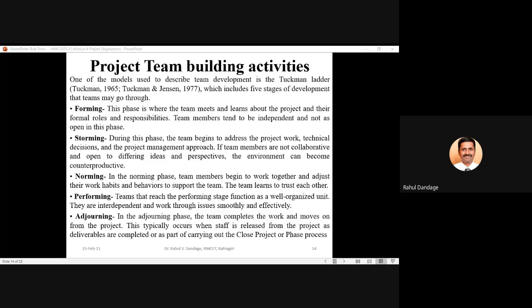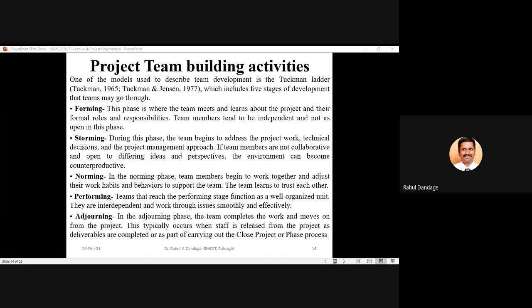During this particular phase, the team begins to address the project work, technical decisions, and project management approach. So the team will start addressing what exactly is the project work, what are the specific requirements of your project, what are the other aspects of your project, who are the stakeholders. They will try to gain certain knowledge and information with respect to the project. Then they will try to understand certain technical decisions, and the project management approach to that particular project.